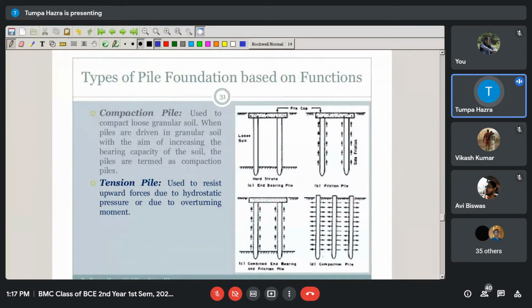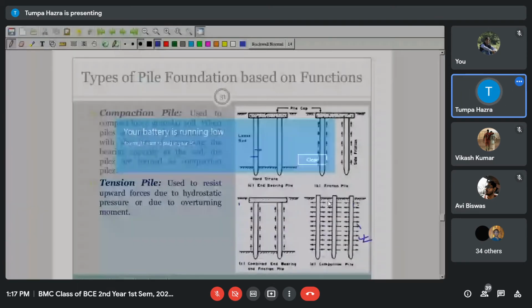Third one is the compaction pile. This type of piles are not to carry any load. This is the example of the compaction pile. These piles are not carrying any load.